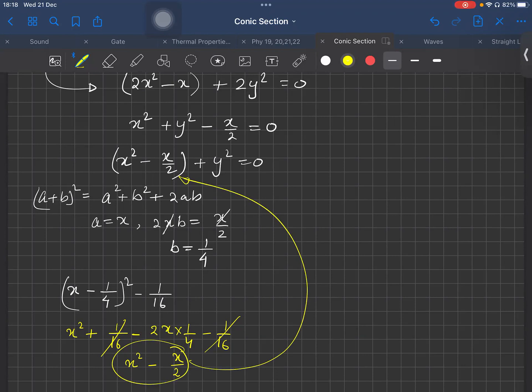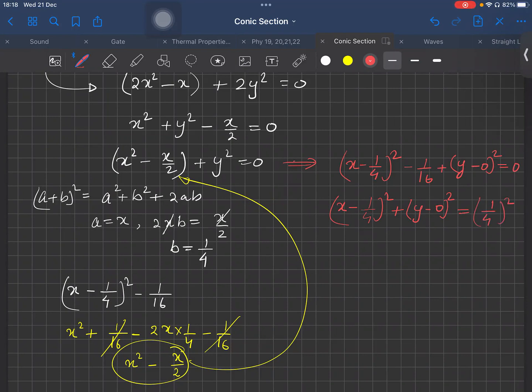See, isn't it? Yes or no? Yes, sir. Okay, so you just substitute it there. So let me write it again. So we can write this as (x minus 1/4) whole square minus 1 upon 16, and this you can just simply write (y minus 0) whole square is equal to 0. Or you can write (x minus 1/4) whole square plus (y minus 0) whole square is equal to (1/4) whole square.